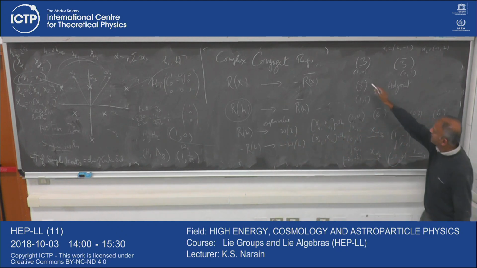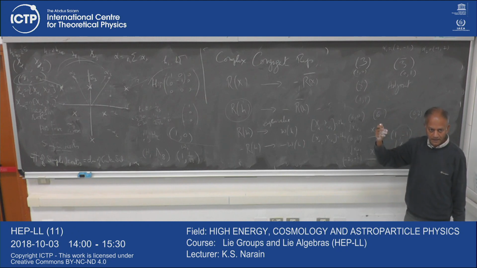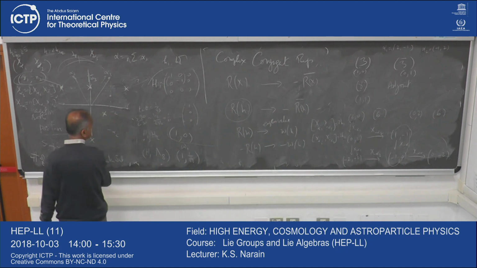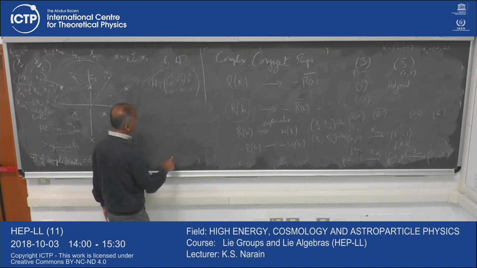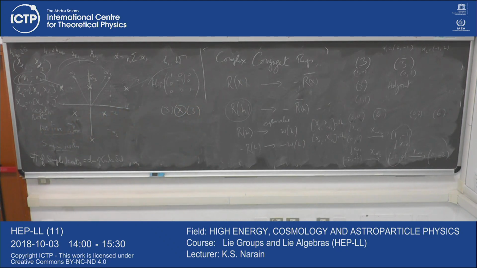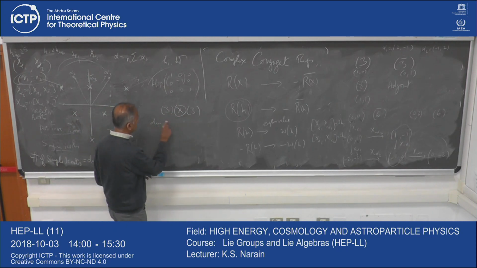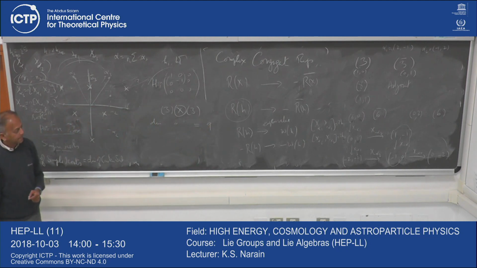Now, if I take a tensor product of this representation with itself, so I'm looking at 3 times 3, how many states will there be? Well, each of them is dimension 3, so the total dimension will be 3 times 3, which is 9. So the dimension of this representation is 9.